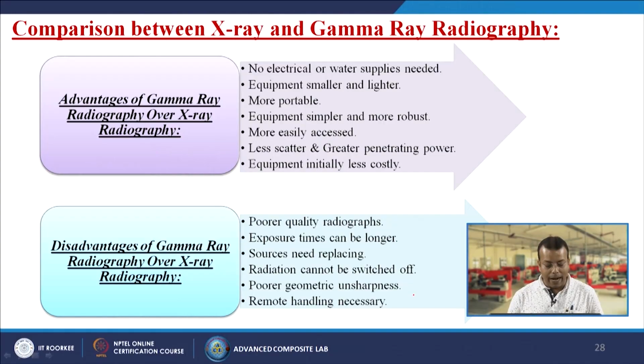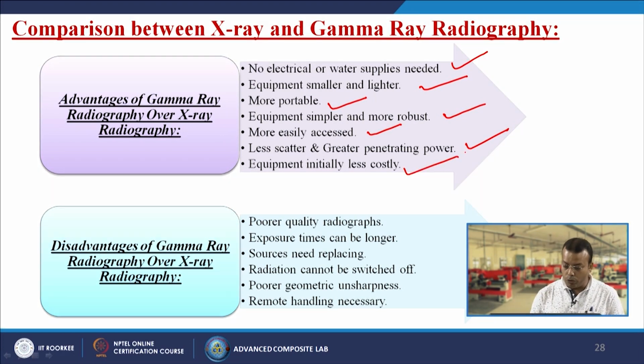Now, if we make a comparison between X-ray and gamma ray radiography, what are the advantages of gamma ray radiography over X-ray radiography? First, no electrical or water supplies are needed, equipment is smaller and lighter, more portable, simple and more robust, more easily accessed, with less scatter and greater penetrating power, and the equipment is initially less costly.